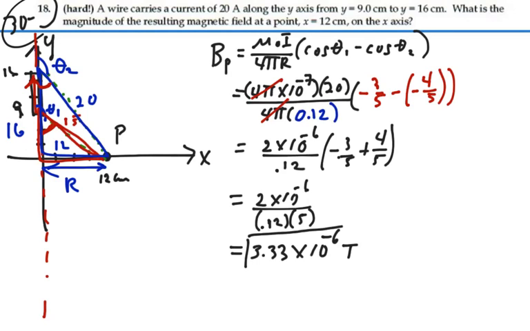So that is the magnitude of the magnetic field at point P. And if we have this current going from 9 centimeters to 16 centimeters along the y-axis, if we point our thumb in that direction along the y-axis, then our fingers will curl into the page at point P. So this field will be going away from us into the page at that point. So that's our magnetic field, 3.33 microtesla into the page at point P.